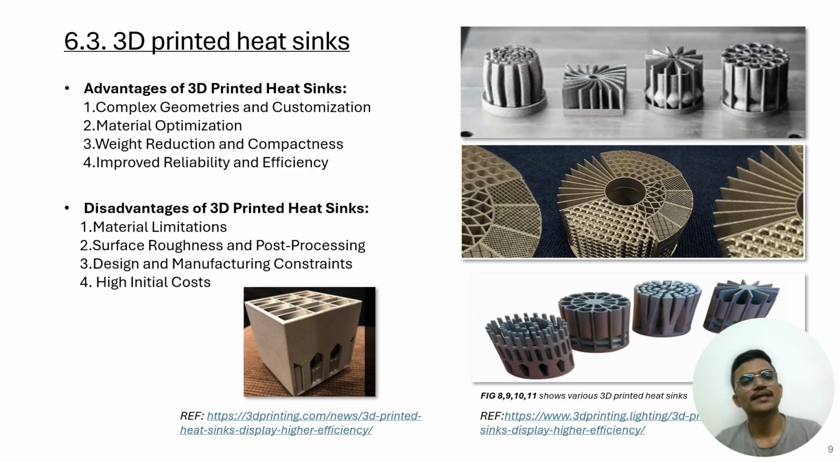Then comes the third advanced heatsink, that is the 3D printed heatsink. So what are its advantages? As we can see in these figures, we can get 3D printed heatsinks of different kinds, different shapes, different sizes, made of different materials. As all of these figures show complex geometries and they are customizable, that is one of the advantages. Then material optimization: we can use multiple materials that we can 3D print. Then weight reduction and compactness: low density materials with high mechanical strength can be used here, which can improve reliability and efficiency.